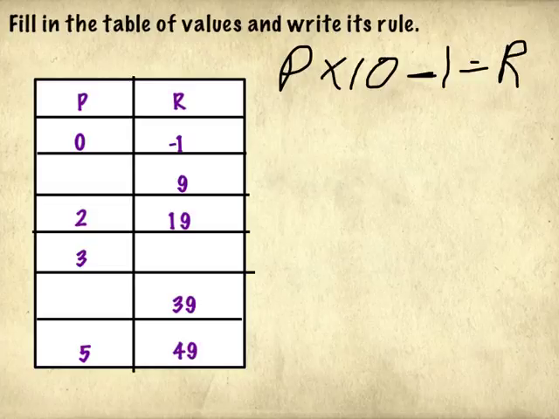Let's see if there's another one I can try that on, like down here. So if p is 5, that would be 5 times 10 is 50. Take away 1 is 49. There you go. There's my rule. So now I have my rule. I just have to fill in for the different equations.